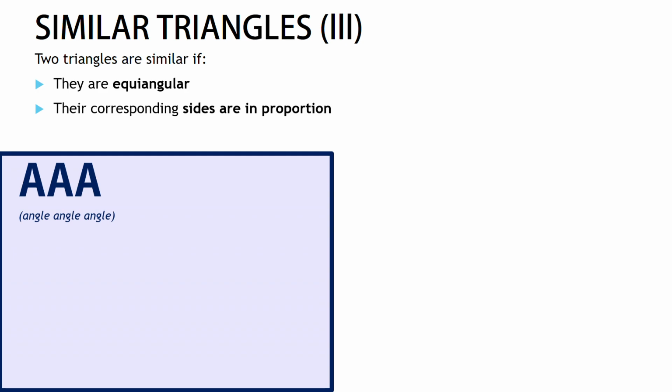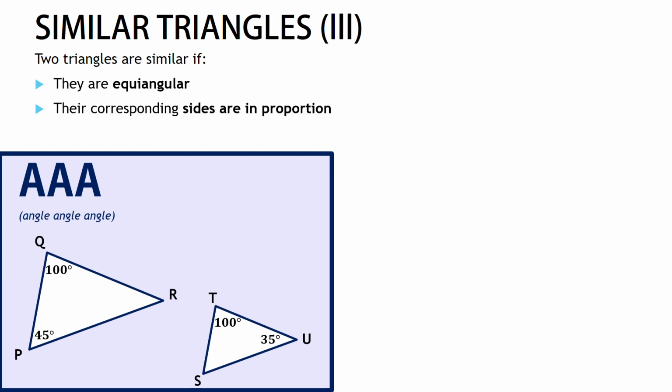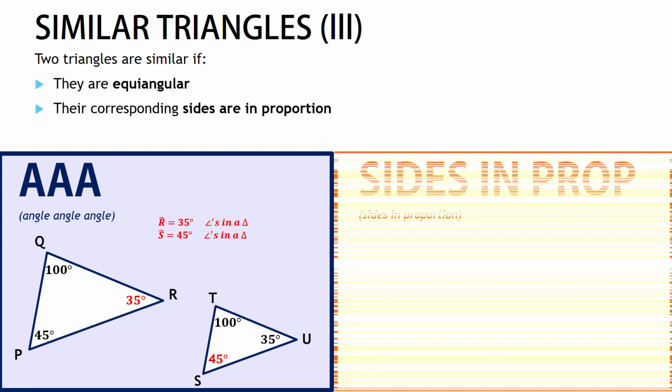So angle, angle, angle. So 3 angles that are equal to each other. If I have a look at these 2 triangles here, at first glance it doesn't look like they're similar to each other, but if I calculate the angle that's missing, so over here if I calculate R, I know that angles in a triangle add up to 180, so that means that R is equal to 35, because 35 plus 45 plus 100 is 180. Then if I do the same here and work out the angle of S, I'm going to find that S is equal to 45 for the same reason. Now I can see that all 3 angles here are the same as all 3 angles here, so the 2 triangles are similar.